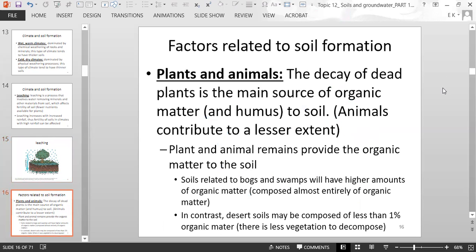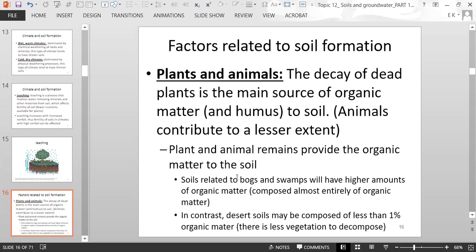Another factor related to soil formation is plants and animals. So the decay of dead plants is the main source of organic matter to soil and humus. Animals contribute to a lesser extent. So plant and animal remains provide the organic matter to soil.